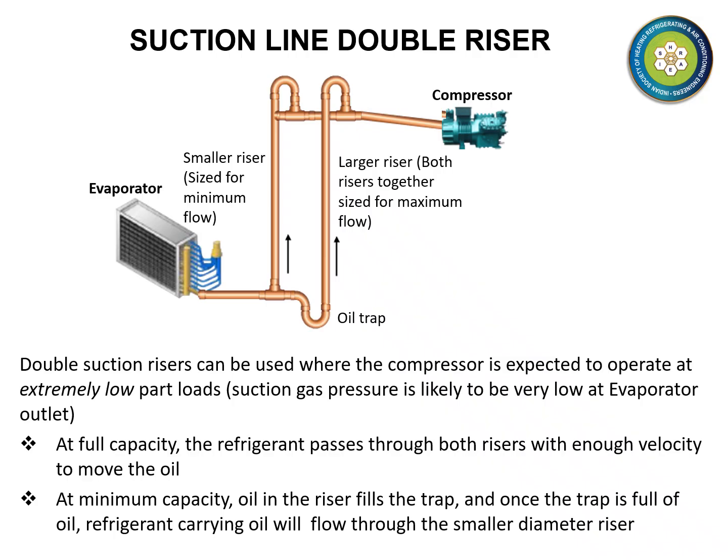Double suction risers can be used where the compressor is expected to operate at extremely low part loads, whereupon the gas pressure is likely to be very low at the evaporator outlet. At full capacity, the refrigerant passes through both risers with enough velocity to move the oil. At minimum capacity, oil in the riser fills the trap, and once the trap is full, refrigerant vapor carrying oil flows through the smaller diameter riser.